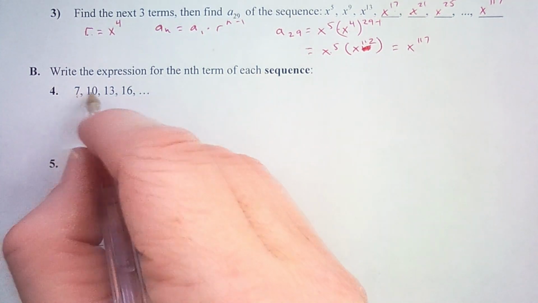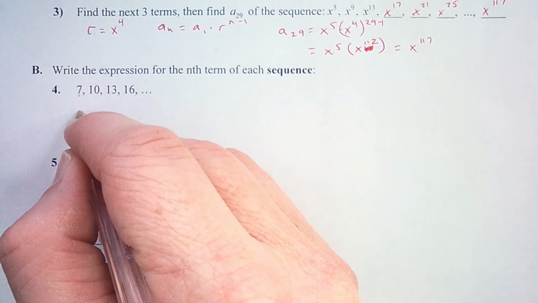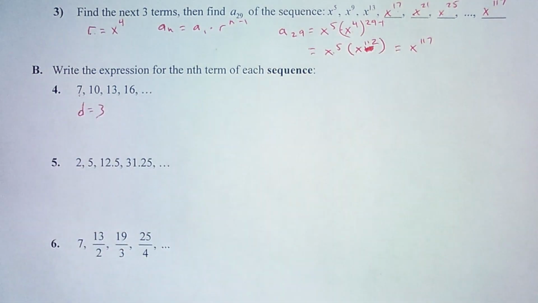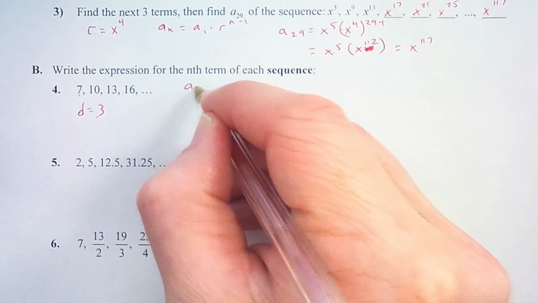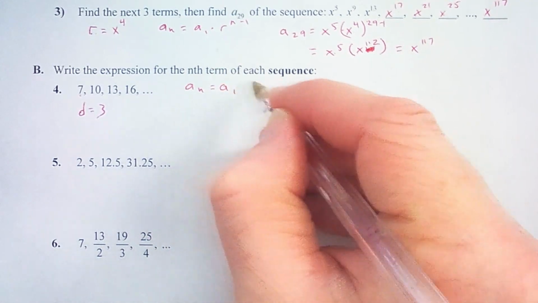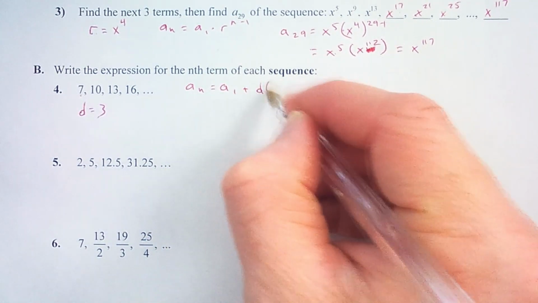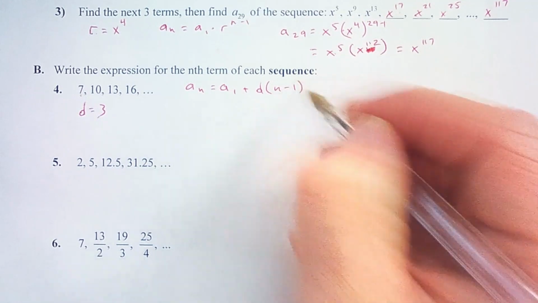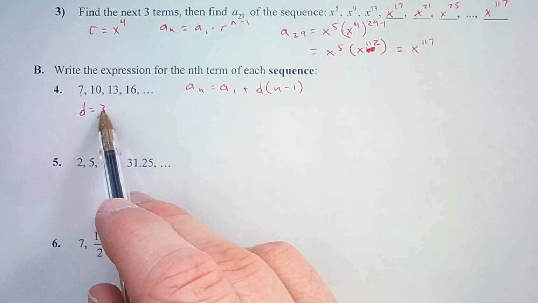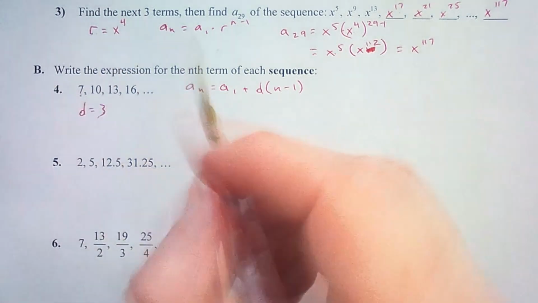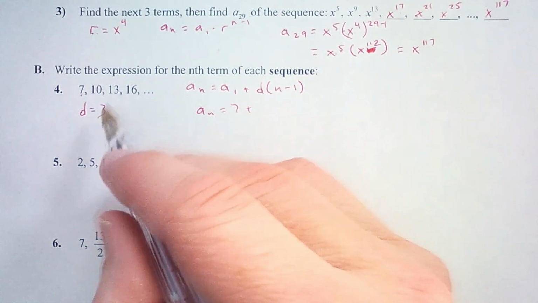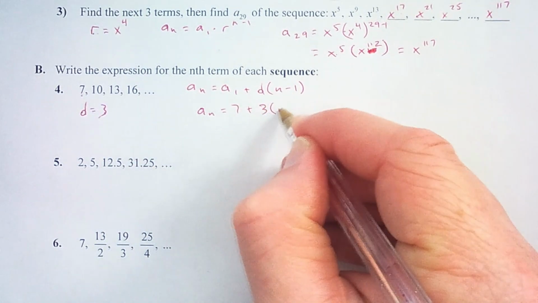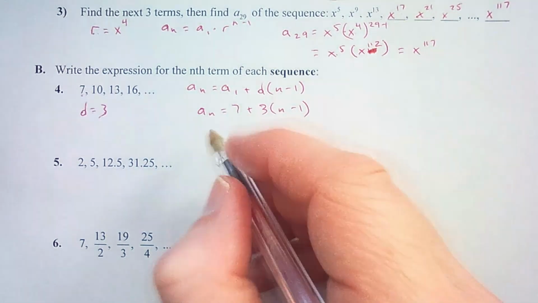Next, we're going to write expressions for the nth term of a sequence. Okay, so what's happening here? 7, 10, 13, 16, we are adding 3 each time. So there's a common difference of 3. So this is arithmetic. For an arithmetic sequence, our formula will look like this. A sub n equals a sub 1, the first term, plus the common difference, times n minus 1. Okay, so we have a d of 3. We have a sub 1 of 7. So we have a sub n equals 7 plus d, which is 3, times n minus 1.